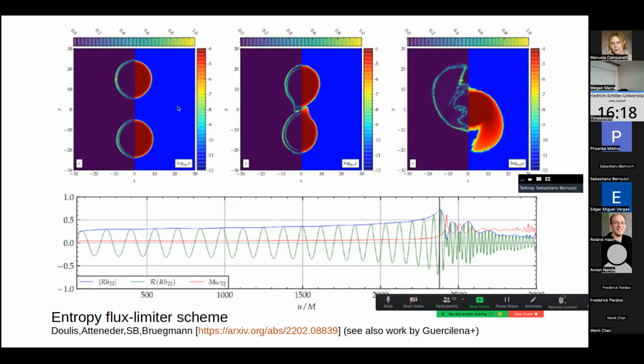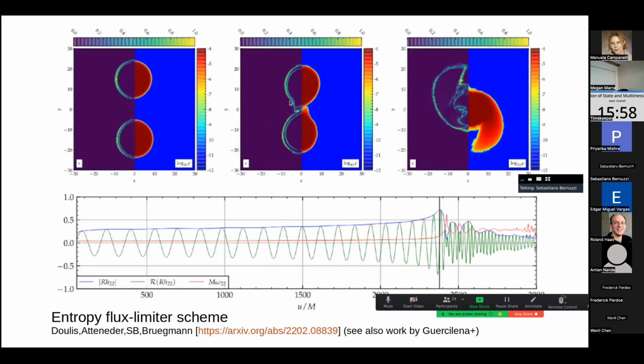In the pictures you see 3 snapshots from the evolution. On one side you see, say, the density, and on the other side you see this entropy residual, and you see that it is 0 everywhere essentially, except that when the stars are orbiting, it captures the surface of the star.